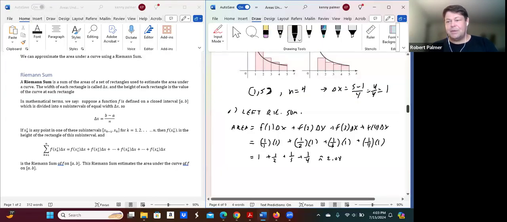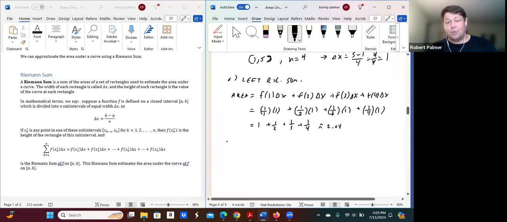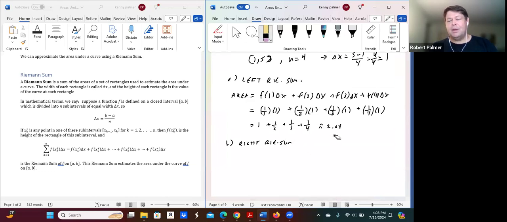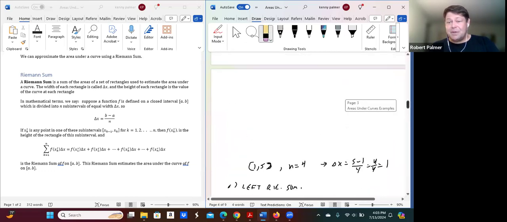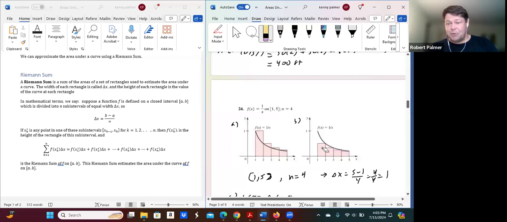Okay. Now, so that's the left Riemann sum. Now, the right Riemann sum, we're doing exactly the same thing. So this time we're just taking our functional inputs from the right side. Okay.